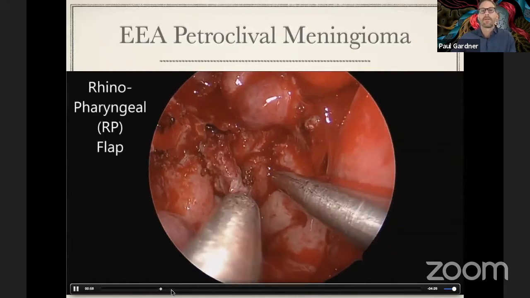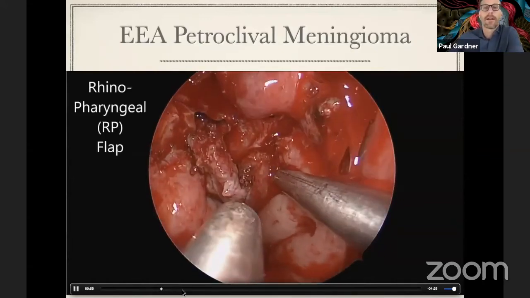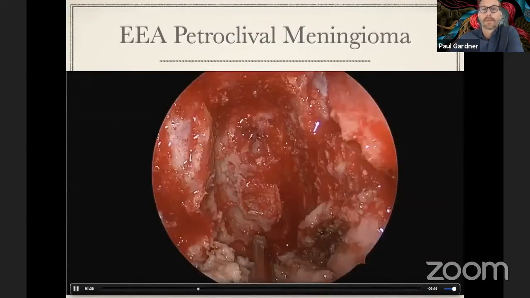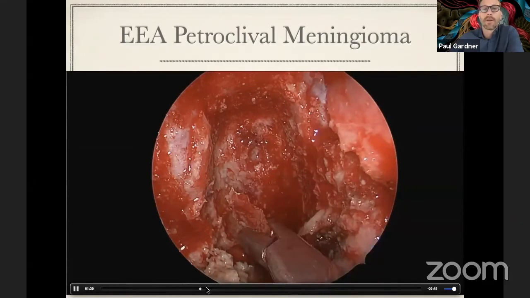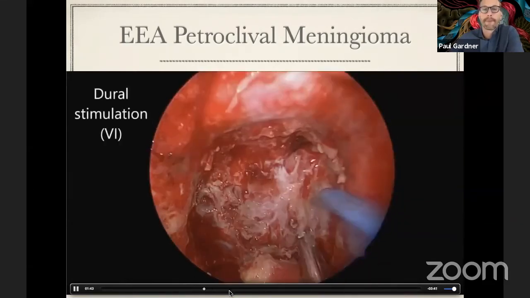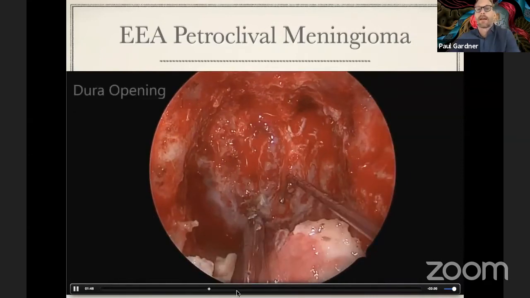An inferior rhinopharyngeal or RP flap for the clival access. And here we see the wide clival resection. We can do an initial debulking of the tumor, identify the sixth nerve, and then debulk the tumor.